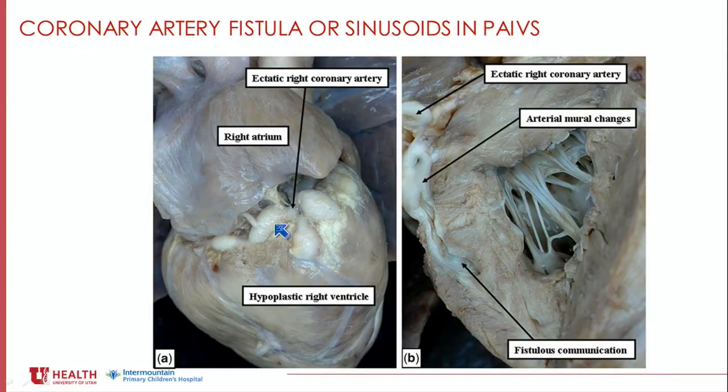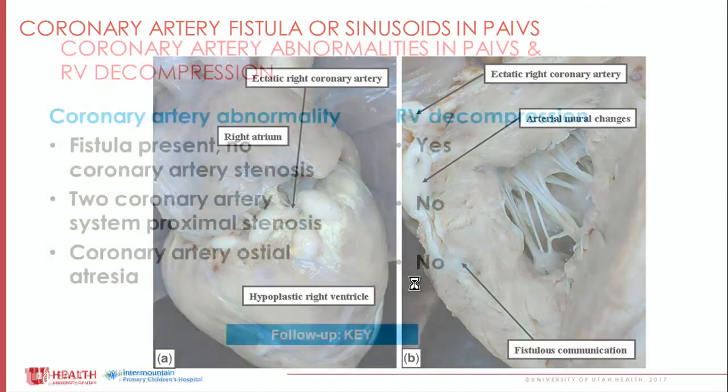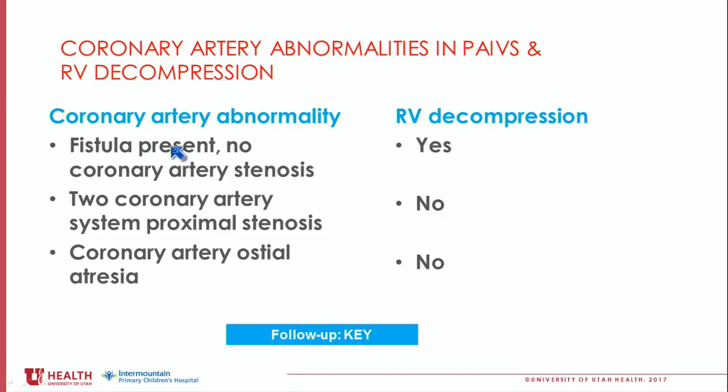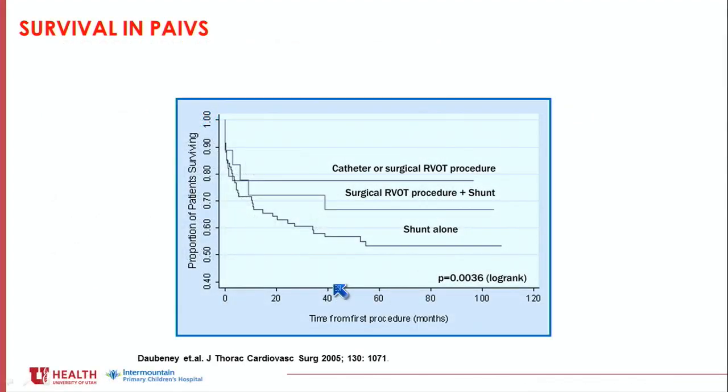This is what it looks like on path. These huge coronaries, and it goes right through the myocardium like this into the body of that right ventricle. So that's the fistulous communication there. So if you have a fistula present with no stenosis, you can decompress, and you will fill antegrade from the aorta coronary into the myocardium. But if you have any stenosis, you do not want to decompress them because the patients will die.